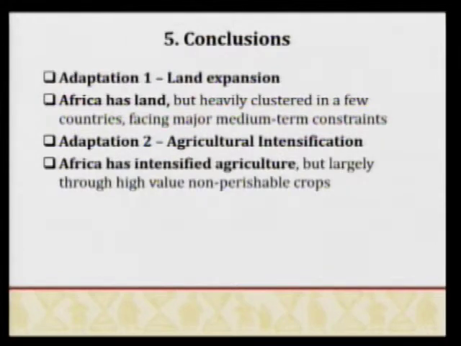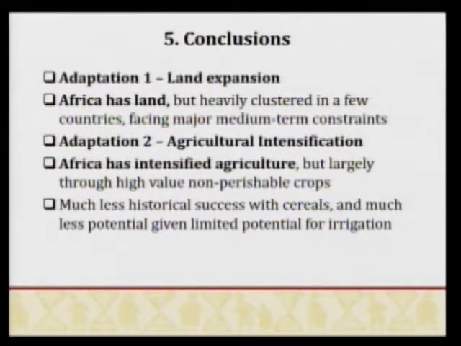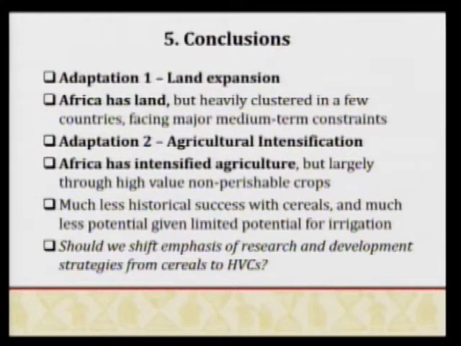Adaptation 2, agricultural intensification. Africa actually has intensified agriculture, but largely through high-value, non-perishable crops. It hasn't been very successful at intensifying cereals, to say the least, although we have seen some yield growth in the last few years. There's also much less potential for irrigation in Africa. It's debatable how much the irrigation potential is for Africa, but that's a very different scenario to the Asian scenario. This raises policy questions such as, should we shift some of our emphasis on cereals and staple foods to more emphasis on high-value crops, particularly in land-constrained regions?